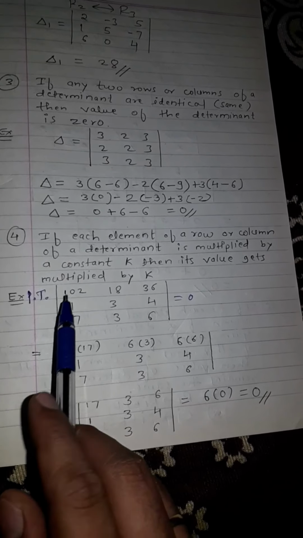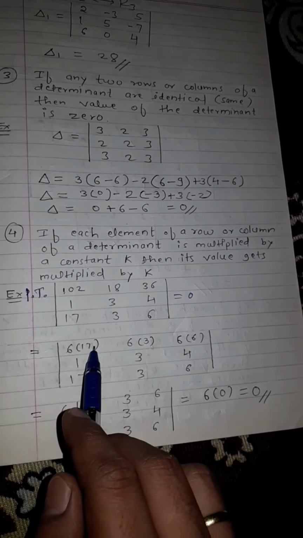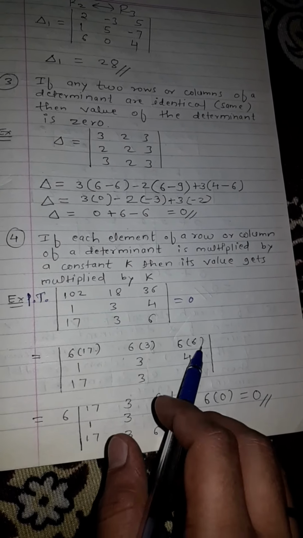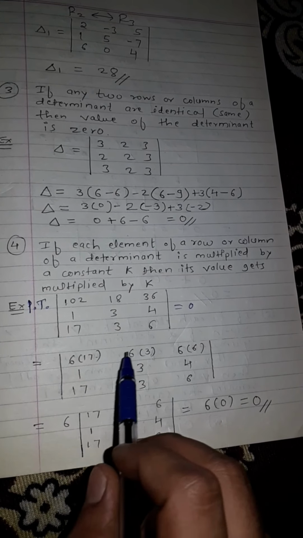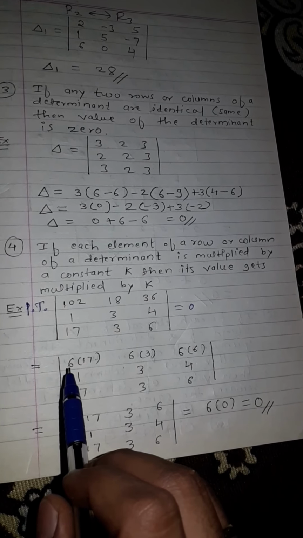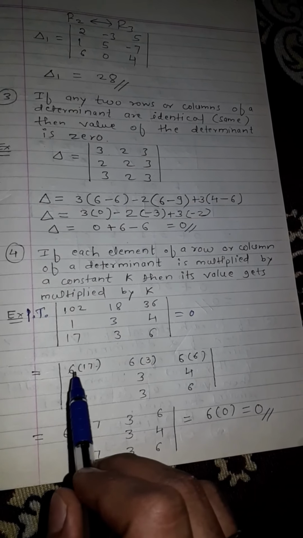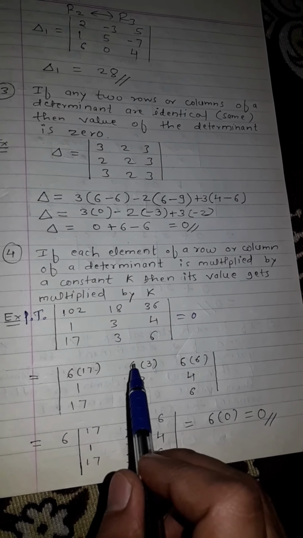Then what we can do is, so this 102, 18 and 36, how we have written, see here, 6 into 17 means 102, 6 into 3, 18, 6 into 6, 36. So what you observed here, in the first row, there is a constant which is fixed, there is 6, 6, 6, means the first row is multiplied by 6. Then this 6 we can take out common.